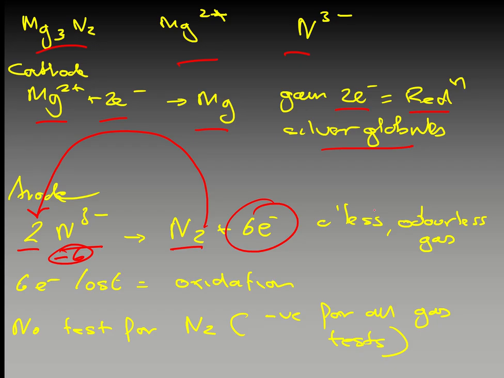Nitrogen, as you know, is a colourless, odourless gas, so you see colourless, odourless bubbles. I have shown that the electrons have been lost because they're now separate. That's what the plus sign tells me over here. So therefore 6 electrons have been lost, so that is oxidation. There's no test for nitrogen gas. The only test you do for nitrogen gas is you do all the other gas tests which come out negative. So you can assume therefore it's nitrogen gas.